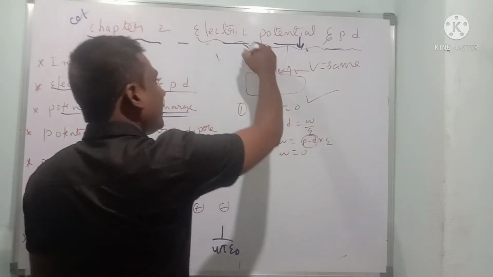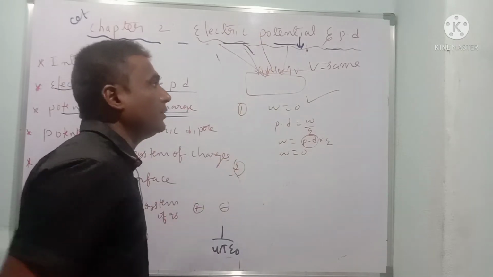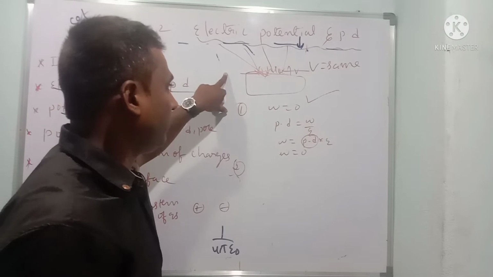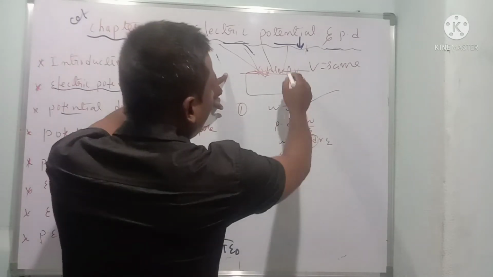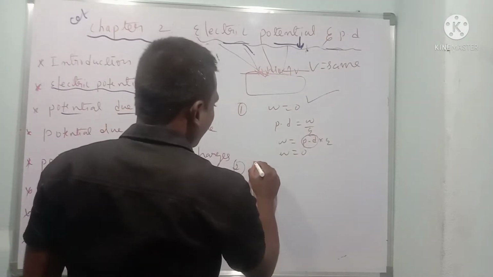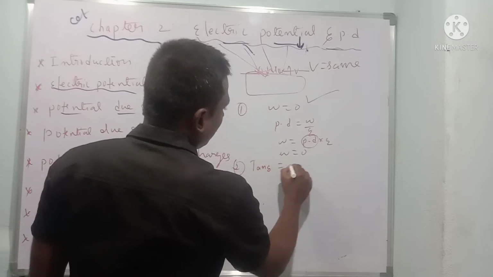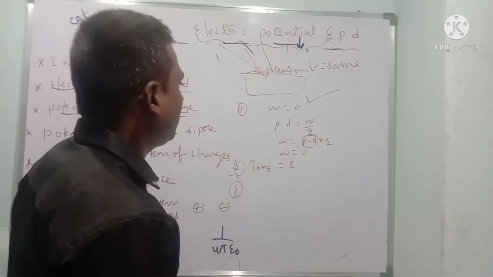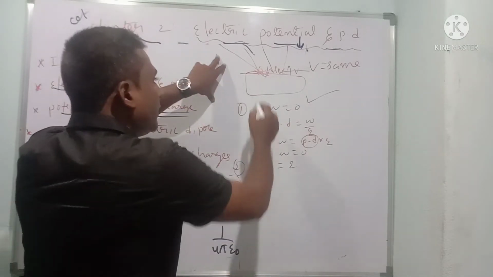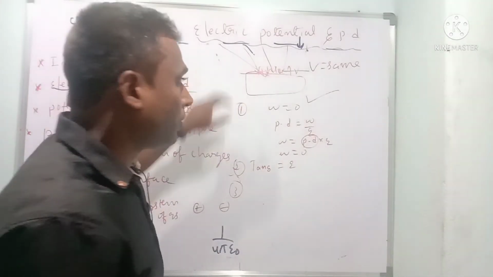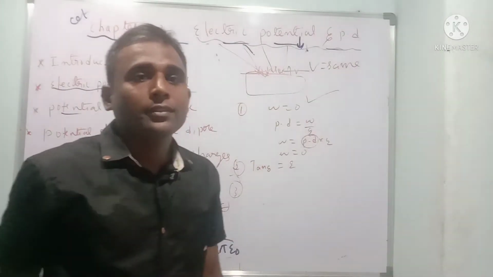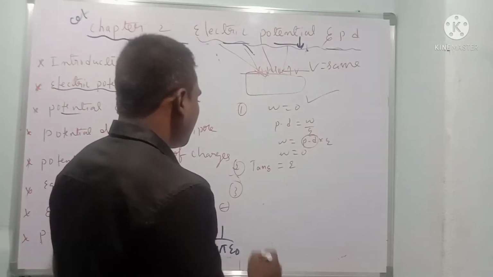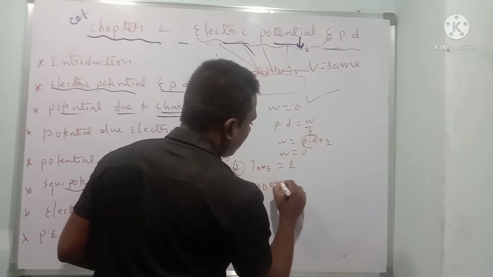Second point, the direction of the electric field is always tangent to the equipotential surface. Okay, so the electric field direction is always tangent to the equipotential surface. Third point, what is the third point, children? They do not intersect together, because everywhere we are going to find the same potential difference. So they are not going to intersect together.